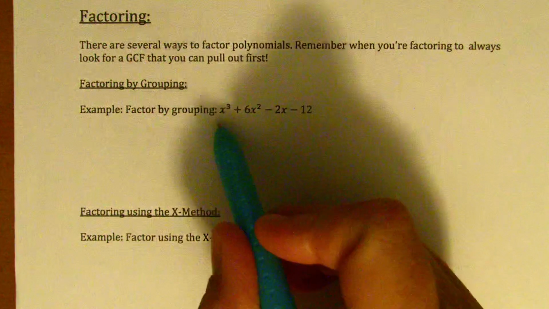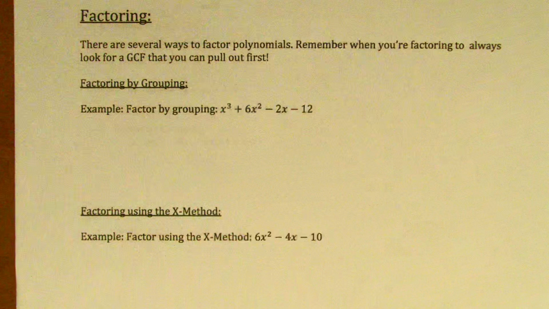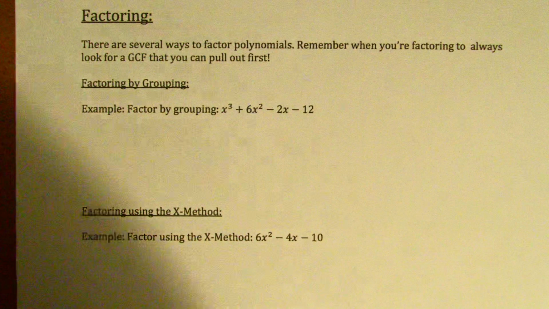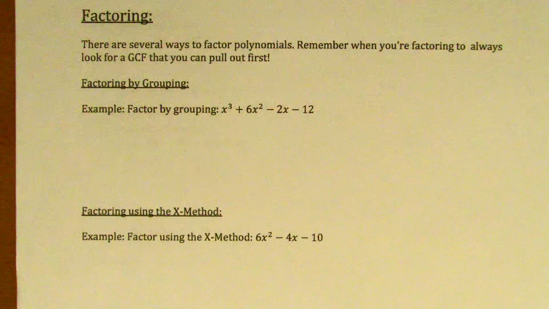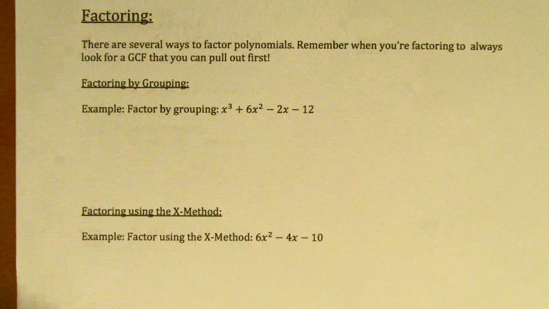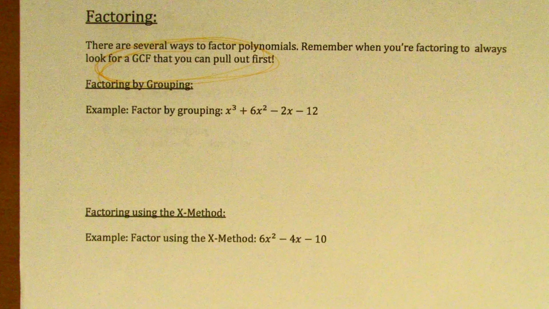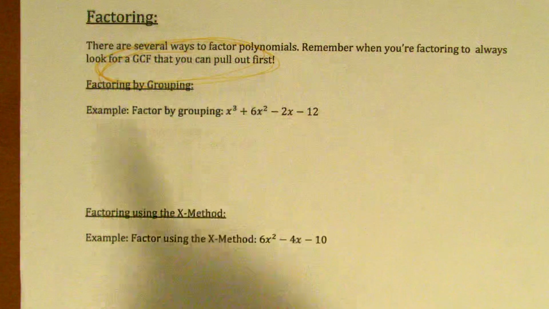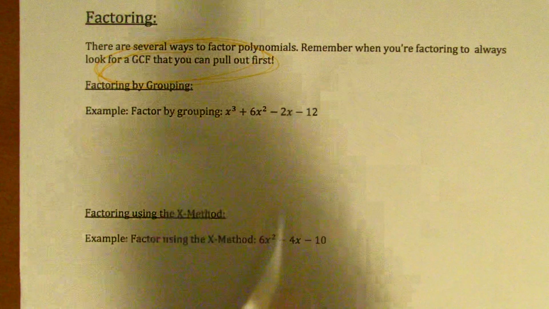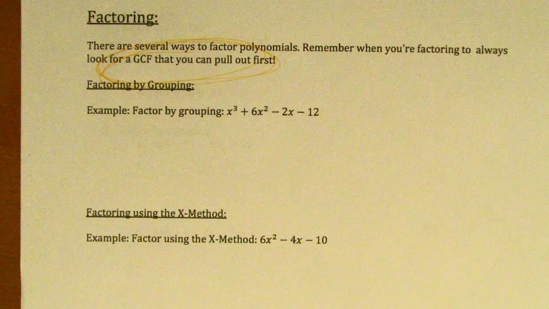So here I have x cubed plus 6x squared minus 2x minus 12. Now, any type of factoring we're doing, whether it's 4 terms, 3 terms, 2 terms, whatever, it doesn't matter. Anytime you're factoring, what you always want to do is pull out the greatest common factor first. So if I'm looking at this polynomial here, I want to look at all 4 terms and see if there is a common factor among all 4 terms.